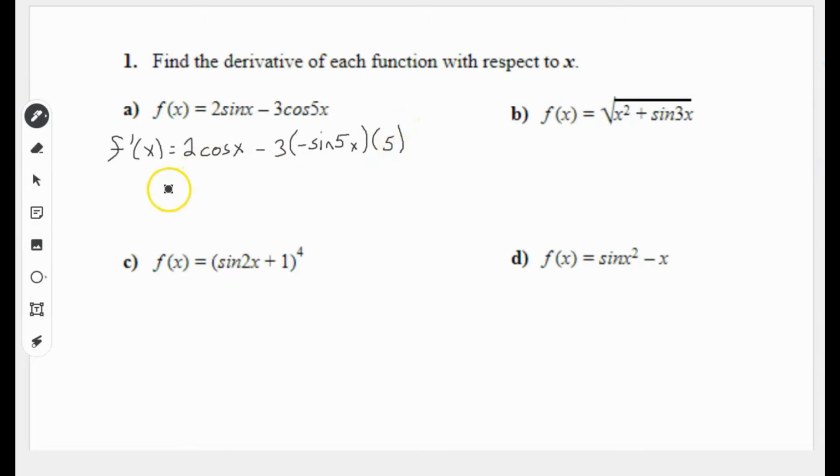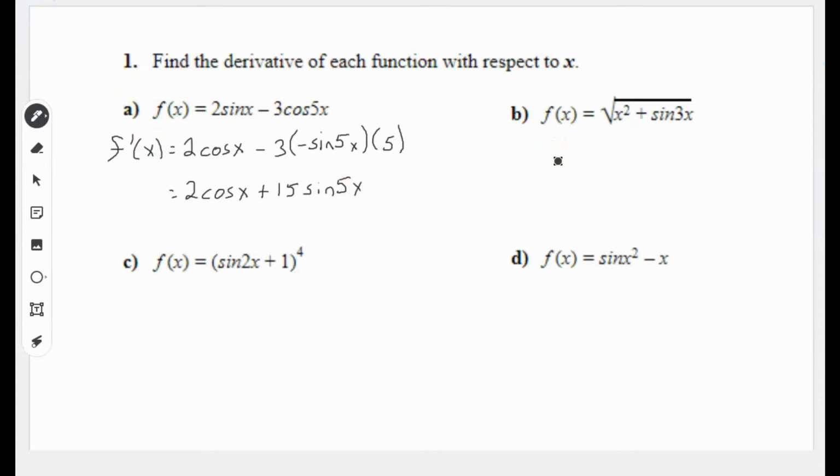So that's it. Now you can simplify that a little if you want to. So you can write 2 cos x. And a double negative gives us a positive, and 3 times 5 gives us 15. So plus 15 times the sine of 5x.